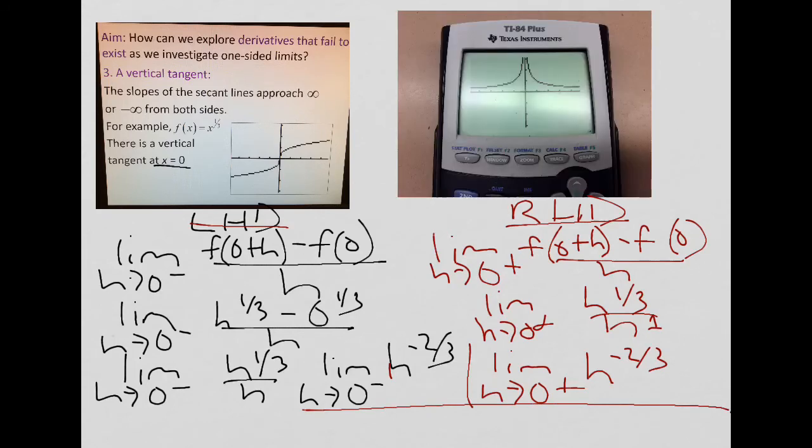As you can see, as h approaches 0 from the left-hand side, it's positive infinity. And as h approaches 0 from the right-hand side, it's positive infinity. They're both the same. We have a vertical tangent for your graph, and that is your vertical tangent. All right, one more. If I go too fast at some spots, you can pause or stop it.